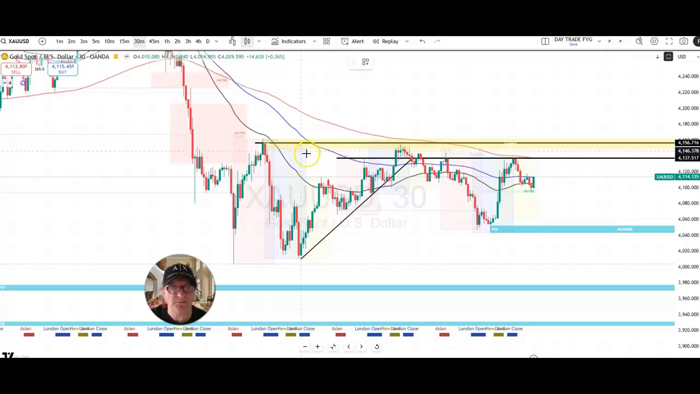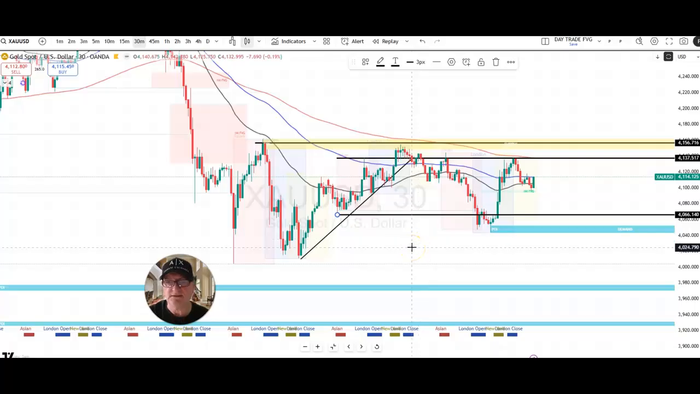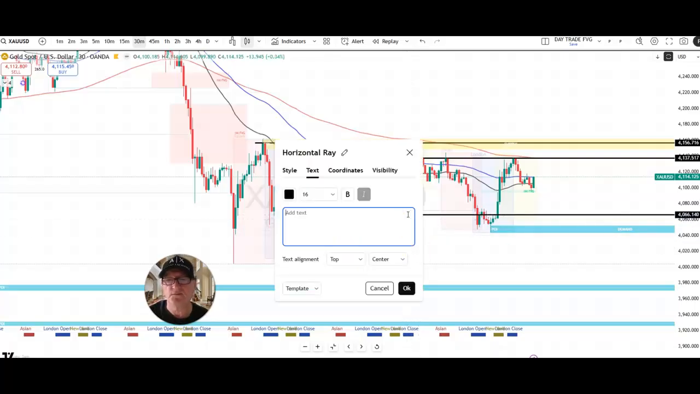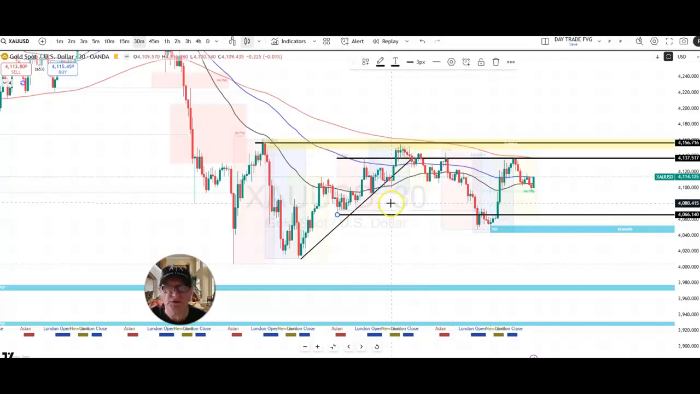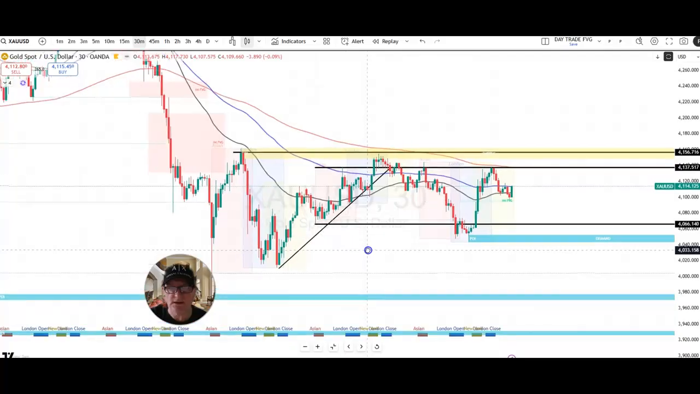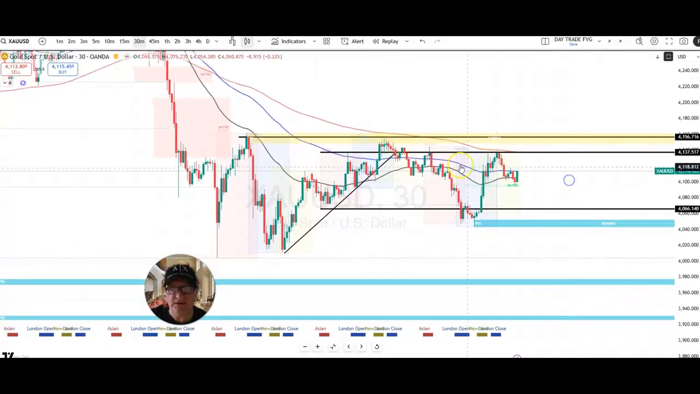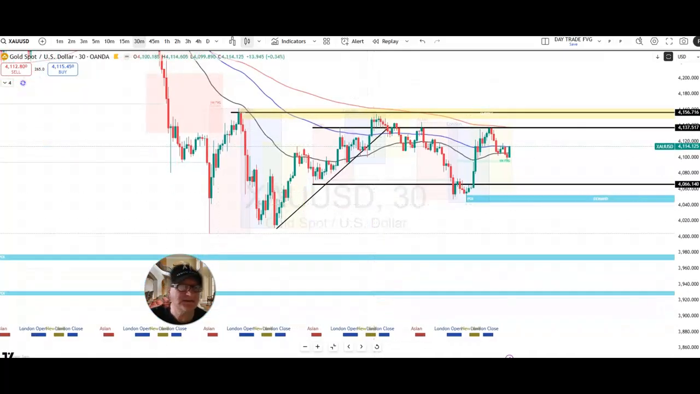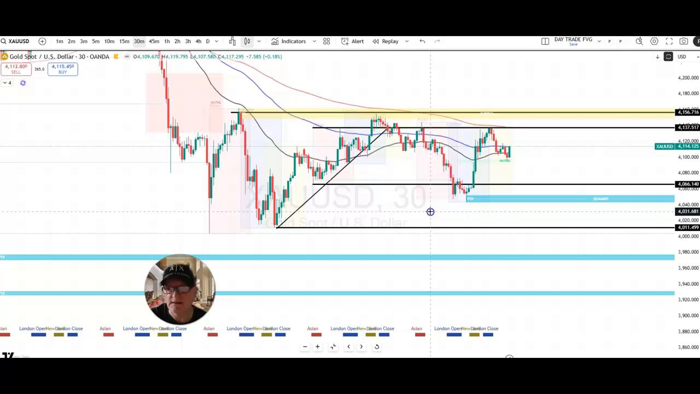So I'm just drawing the previous session highs and lows there. Okay, just want to shorten the line a little bit, but yeah, so let's have a look at that. So that's the Asian high at 41.38. That's the London high previously at 41.56. Let's draw some more lines.